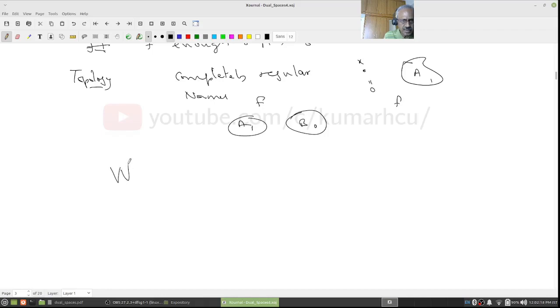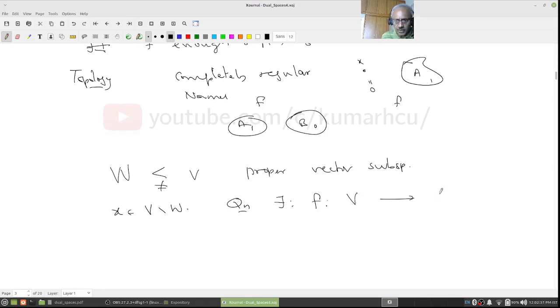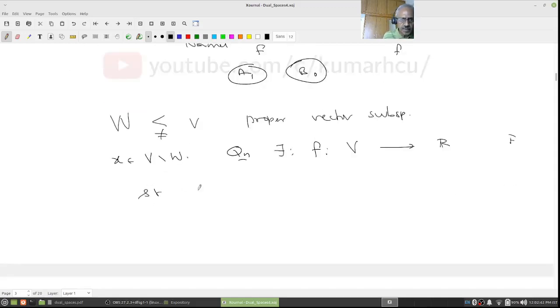Suppose I have W, a proper vector subspace, and suppose I have an x which is in V but not in W. My question is, does there exist f from V to R, if R is the field, such that f of w is 0 for every w in W, and f of x equals 1. This must be, of course, linear.